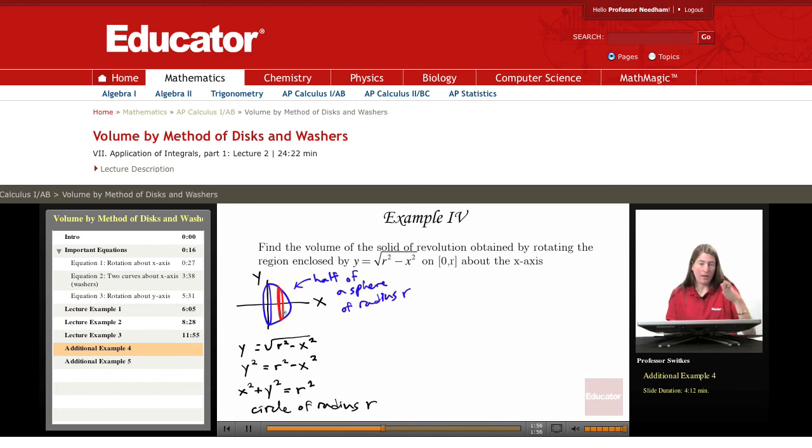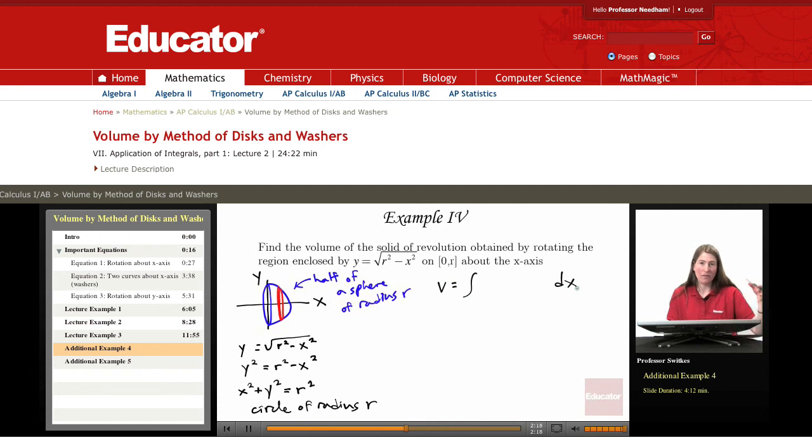These disks are lined up horizontally, and we're rotating about the x-axis. The thickness of each disk is in the x direction, and that's how I remember that we'll be integrating with respect to x. I think the thickness is in the x direction. It's a dx sort of thing. We're integrating with respect to x.